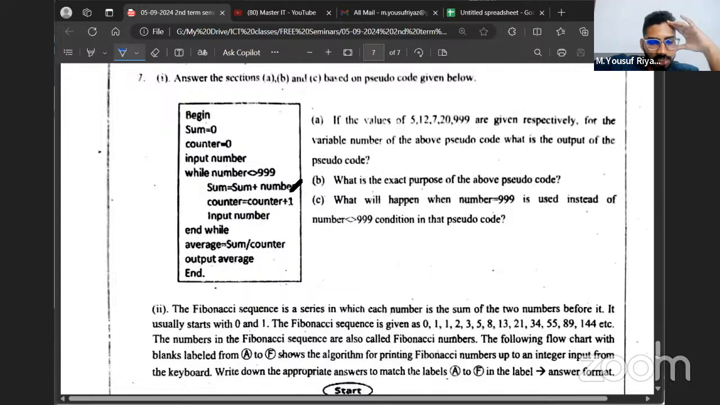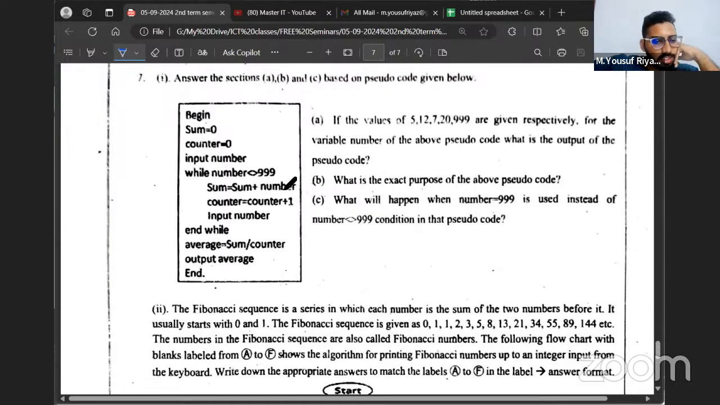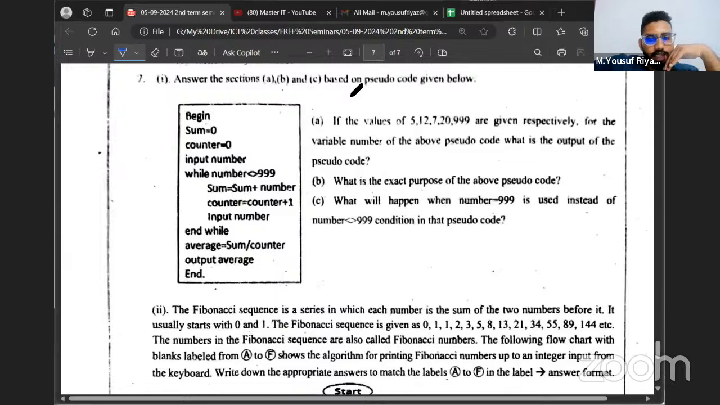Easy, easy, easy. Fun fact is I have a class at 7:30. I can continue this question at 9:30 if you all want. But let's answer it now itself. No, we can do it within less than half an hour, no issues.